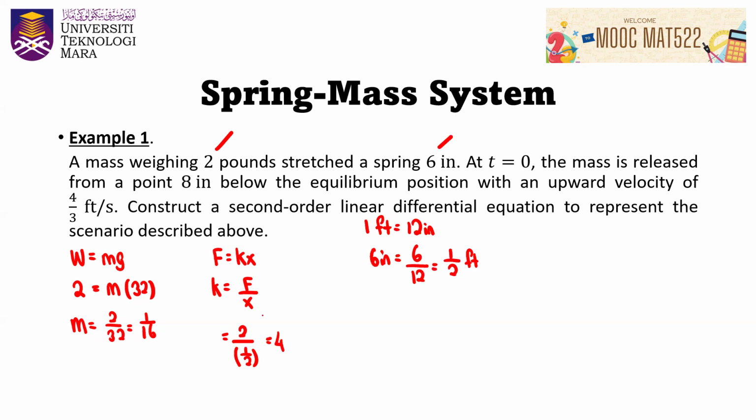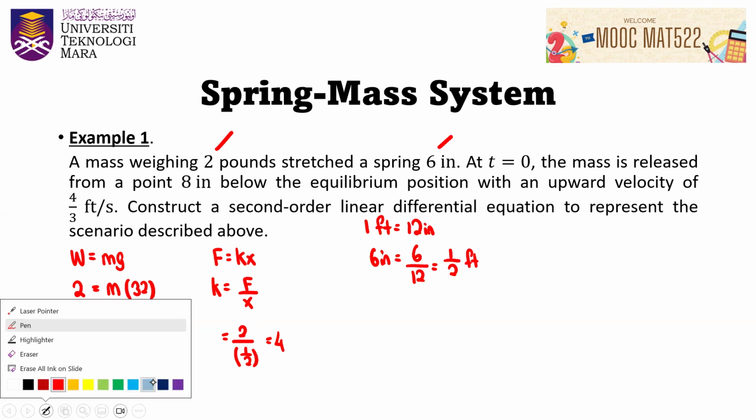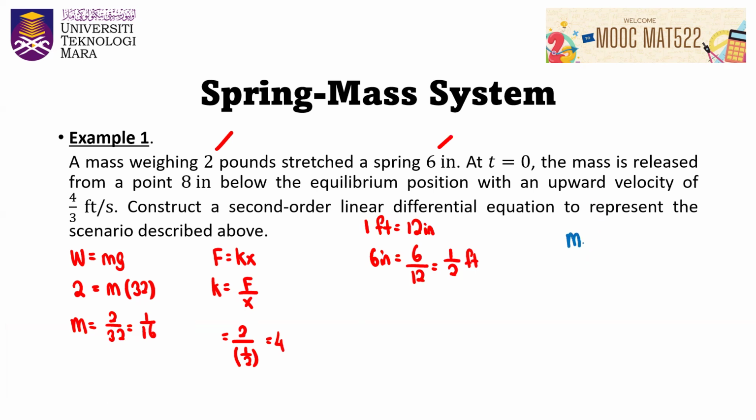Having the mass m and the spring constant k, observe that in this question no damping forces are exerted. Therefore, this model will be a free undamped motion model, mx'' + kx = 0, and so we have 1/16 x'' + 4x = 0. If you prefer, you can simplify this model further into x'' + 64x = 0. This solves the first statement in the problem.